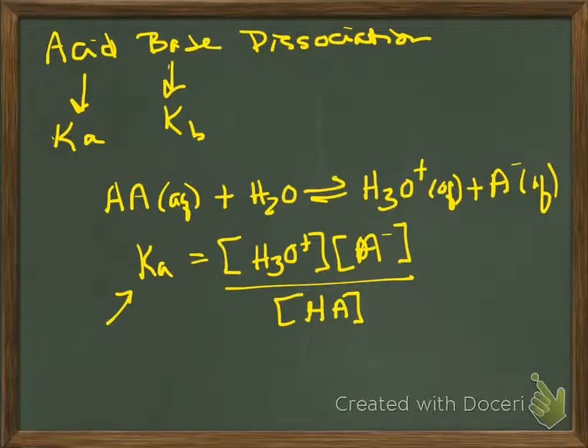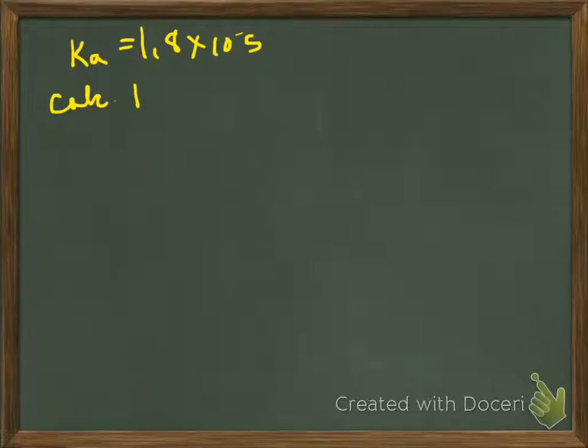There are several types of calculations that can occur with a weak acid. Say, for instance, we have the Ka for acetic acid given as 1.8 times 10 to the negative 5, and the question asks for a pH. Calculate the pH of a 0.10 mole per decimeter cubed solution.